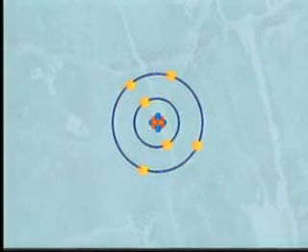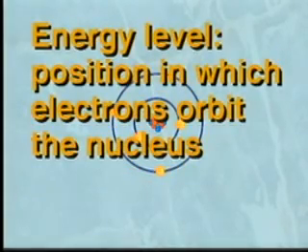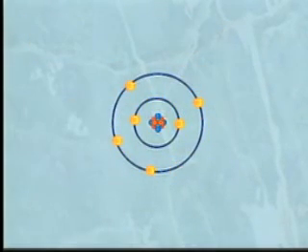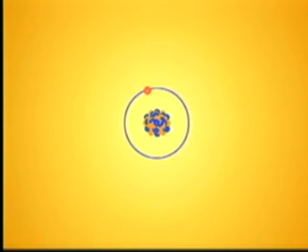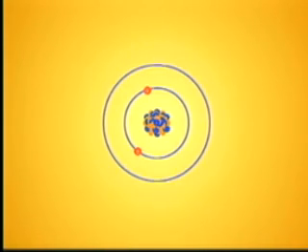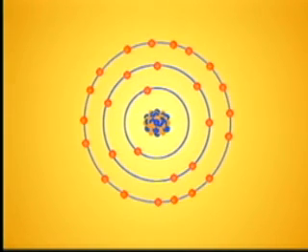Electrons hold specific positions orbiting the nucleus. We refer to the position in which electrons orbit the nucleus as an energy level. Each energy level can hold only a certain maximum number of electrons. The first or innermost energy level can hold no more than 2 electrons. The second energy level can hold as many as 8 electrons. And the third energy level can hold as many as 18 electrons.